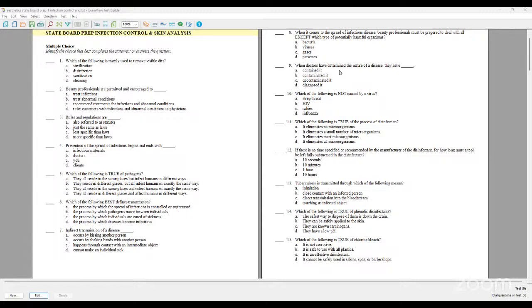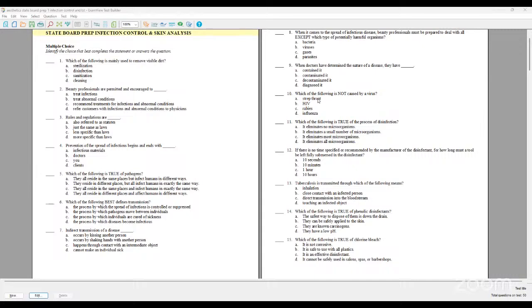Okay. Number 10. Which of the following is not caused by a virus? Is it strep throat, HIV, rabies, or influenza? Okay. If you know the answer, you can unmute at any time. Not caused by a virus. Strep throat. You're correct. Strep throat is caused by the cocci bacteria.